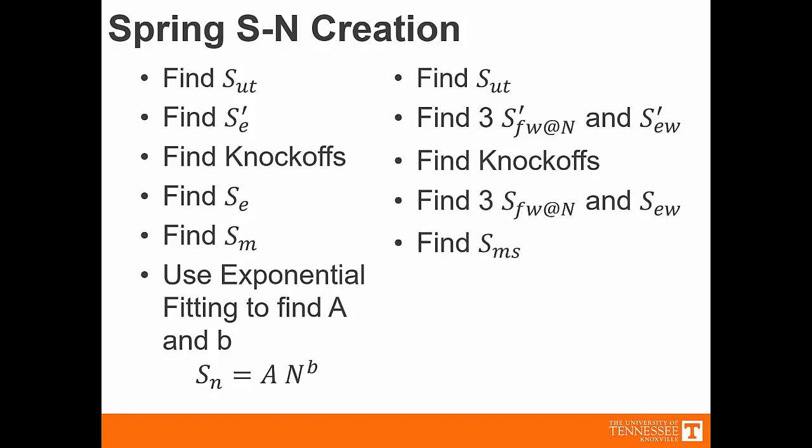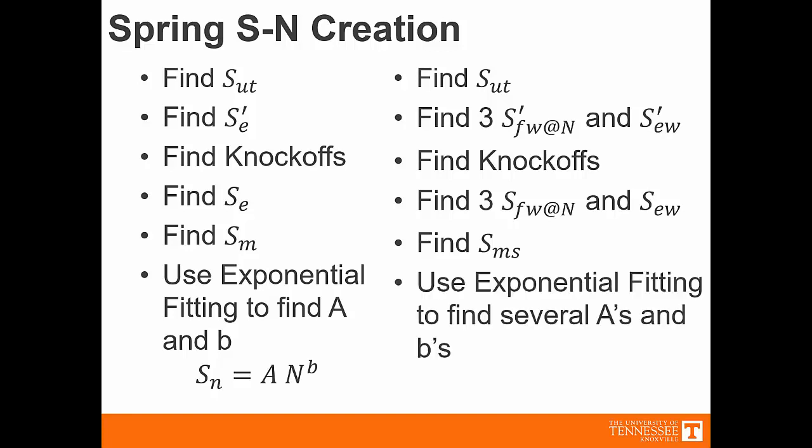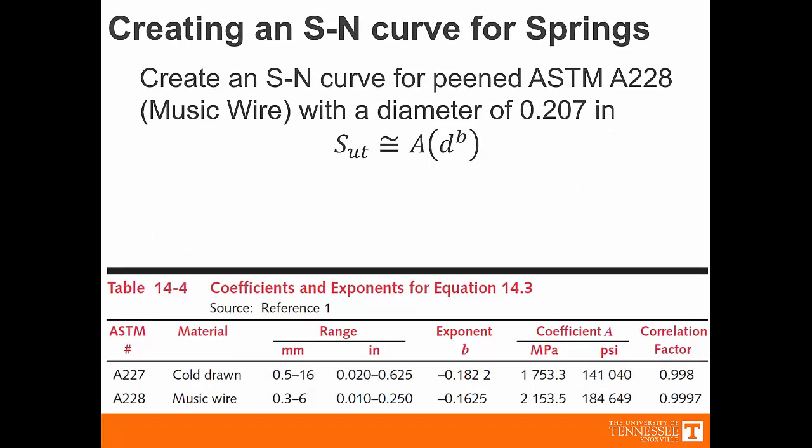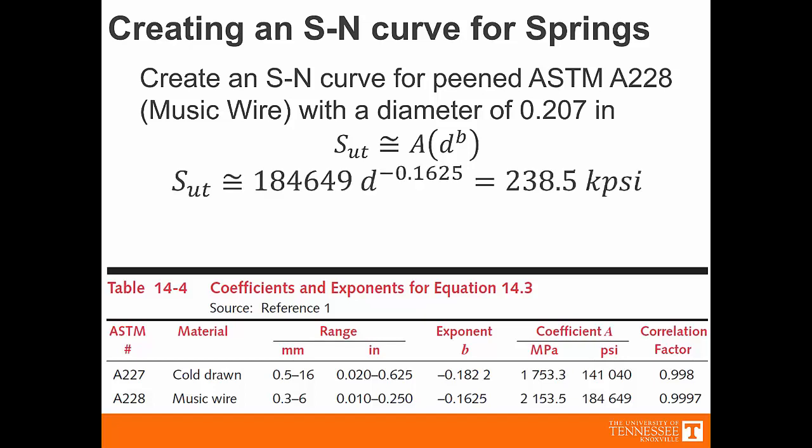We still have a material strength that's related to 1,000 cycles. And this is going to be a shear strength now. And so we're going to have multiple A and B's, and that's going to give us multiple equations that will be piecewise continuous. So in this example, using music wire, we'll pull our values from the table using a value for a coefficient of A and B, and we'll calculate our ultimate tensile strength to be about 239 kpsi.